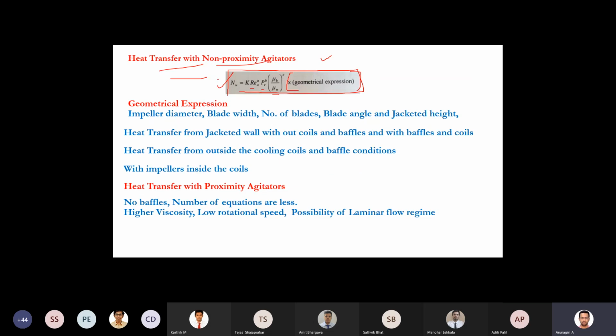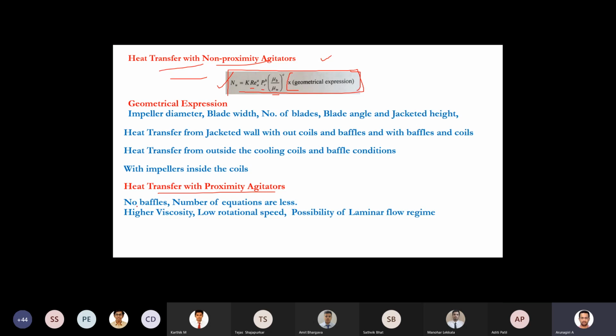So your estimation of heat transfer coefficient is different in these cases. The other one is heat transfer with proximity agitators. Whatever we have seen, that is anchor type, the anchor gate type, combinations of these things, then gate with cross arms, fixed cross arms. So many things.